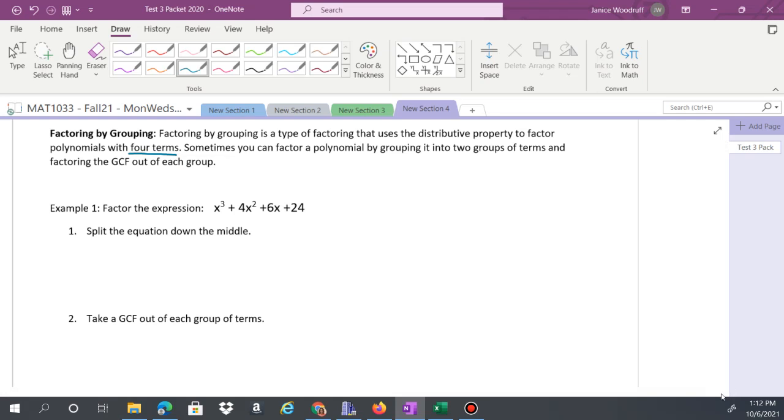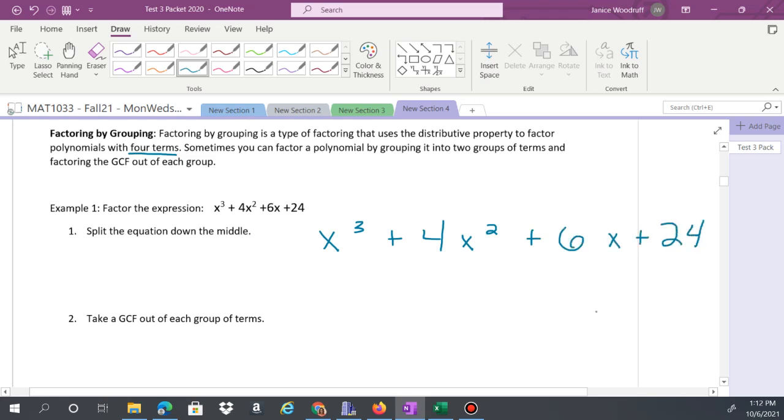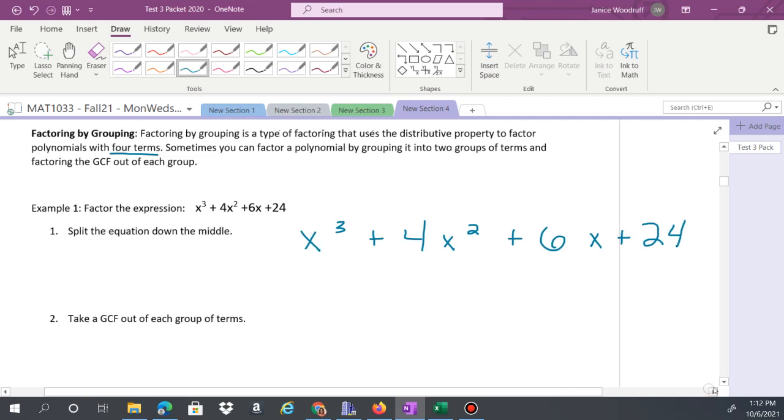We have x cubed plus 4x squared plus 6x plus 24. So these do not have a GCF because even though 4, 6, and 24 are all divisible by 2, there's an x right there that doesn't have anything in front of it, and then the 24 doesn't have an x. So no GCF there. So we go straight to the grouping.